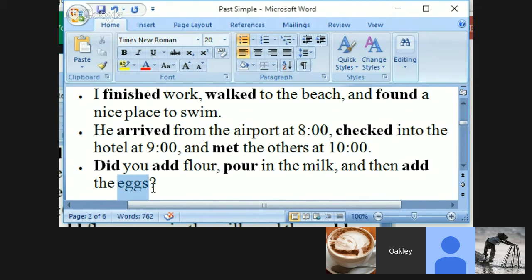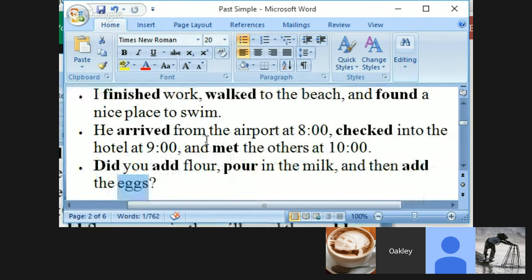Here I can't really go down because it's a question. It's a yes/no question, so I'm forced to go up. It is implied because of the order that you would add the flour first, then pour in the milk, then add the eggs. You could say it that way: Did you add flour, then pour in the milk, then add the eggs? If you say it with "then", you're particularly curious if the person actually followed the correct order. You're emphasizing it.